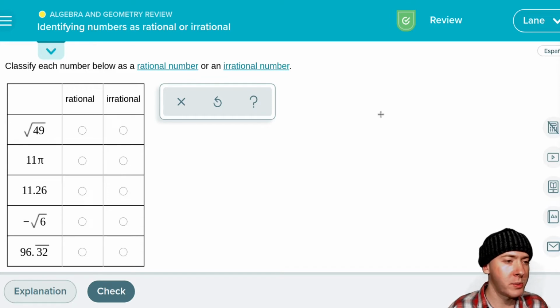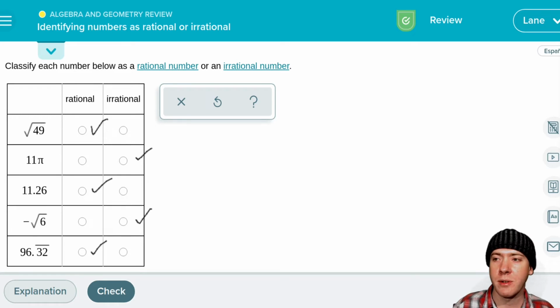Okay, we'll do this one quick as well. The first number is rational because it's the square root of a perfect square. 49 is 7 squared, so that's going to be rational. This next one is irrational because it's a multiple of pi. This number is rational because it involves a terminating decimal, or a decimal that comes to a stop. So that's rational. This one is irrational because 6 is not a perfect square. And this last one is rational because it involves a repeating decimal. Let's put in those answers real quick.